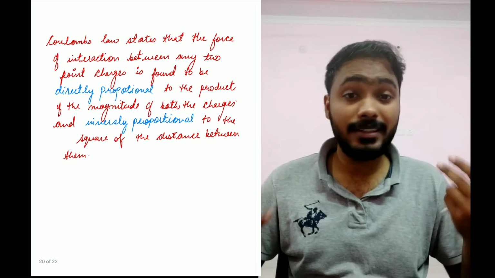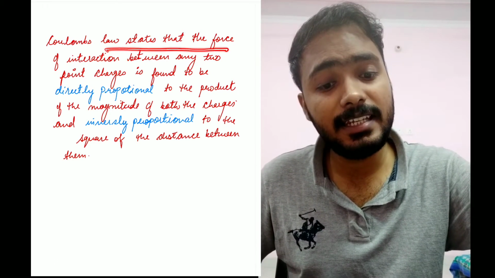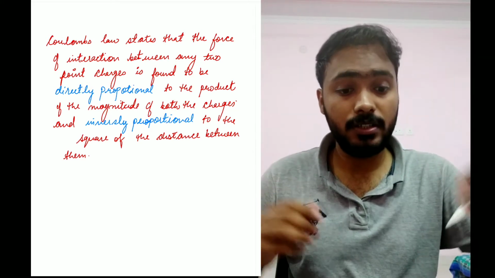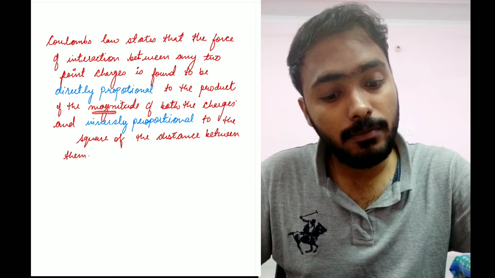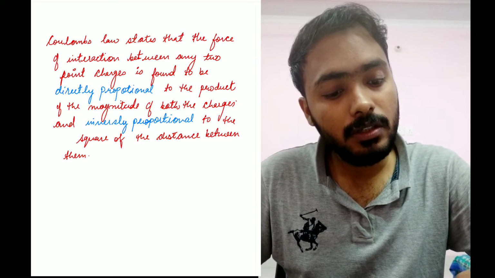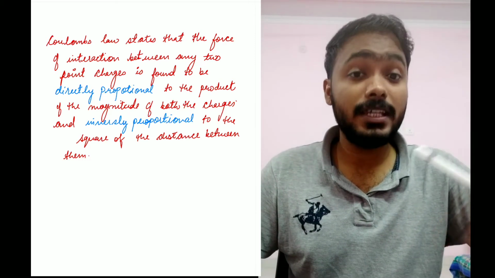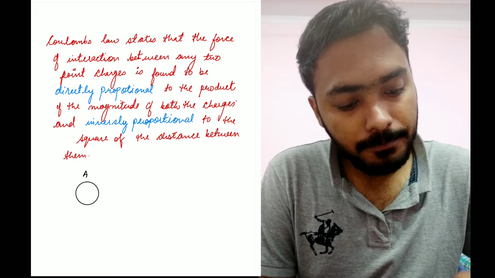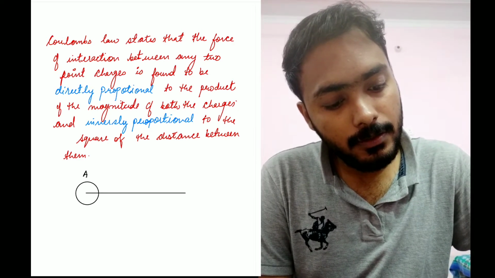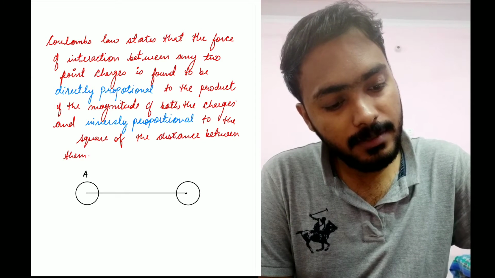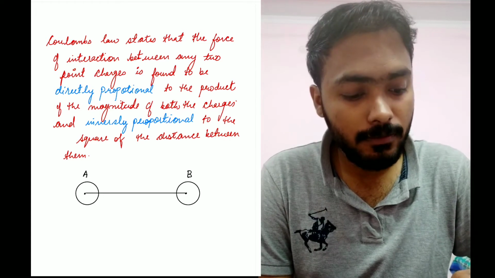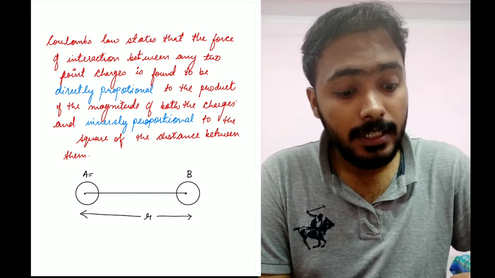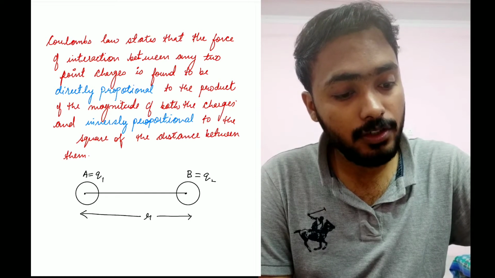Okay, so let's get to it. What is Coulomb's law? Coulomb's law states that the force of interaction between any two point charges is found to be directly proportional to the product of the magnitude of both the charges and inversely proportional to the square of the distance between them. So let me draw that out so that you can understand. I have one body here, A, and another body B, from center to center. So it's a central force. The distance between these two, let me call it r. Body A has some charge q1, body B has some charge q2, right?